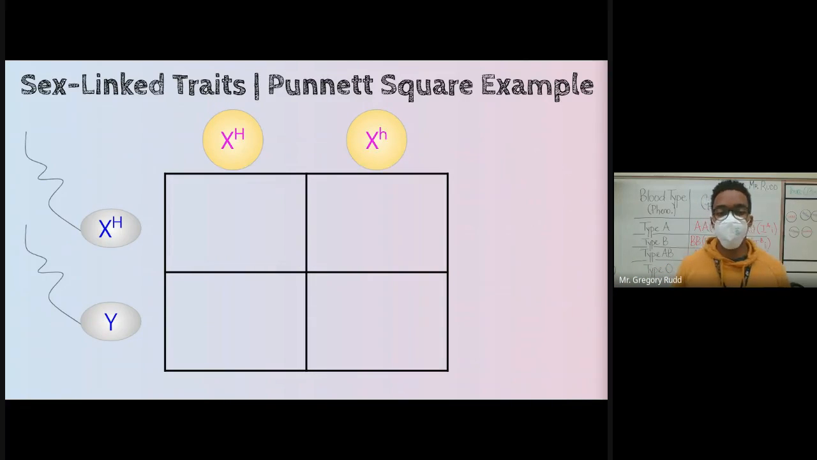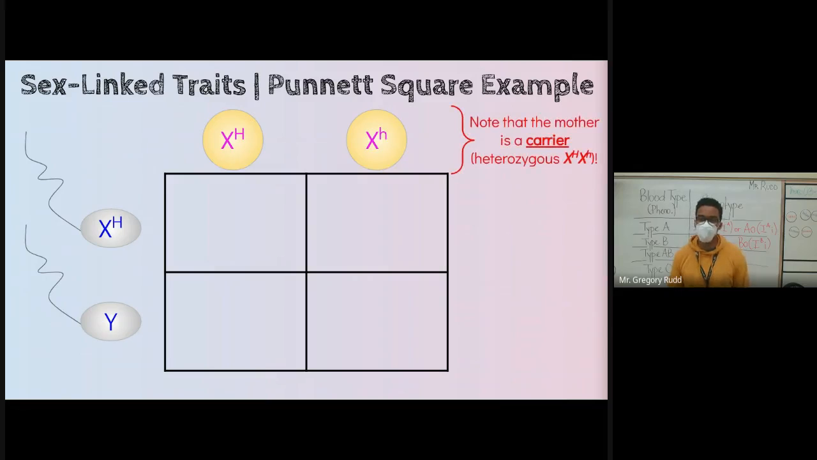What can we tell about the parents? I've put the mother on the top and I've put the father on the left. What can we tell about the mother? The mother is heterozygous. Excellent. How did you know that, Brian? There's one capital H and there's one lowercase h. So she is heterozygous. And what do we call females who are heterozygous? They're carriers. Good. Excellent. So the mother is a carrier here.